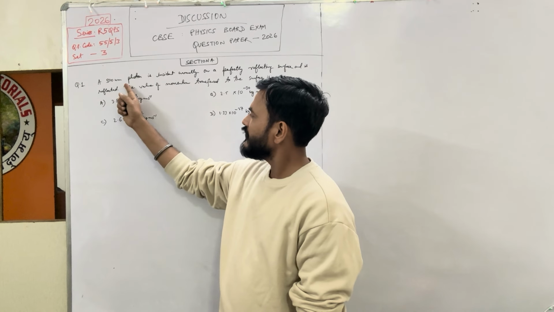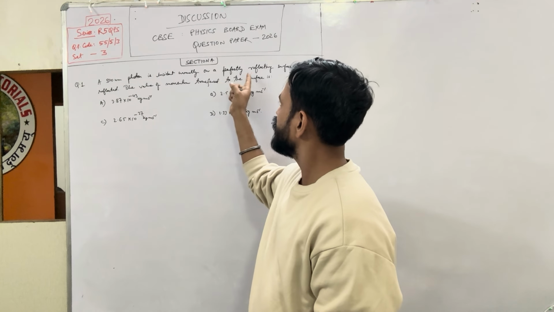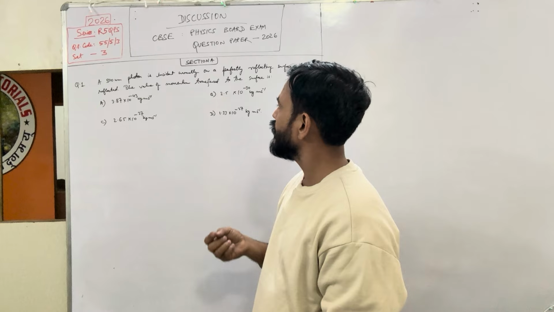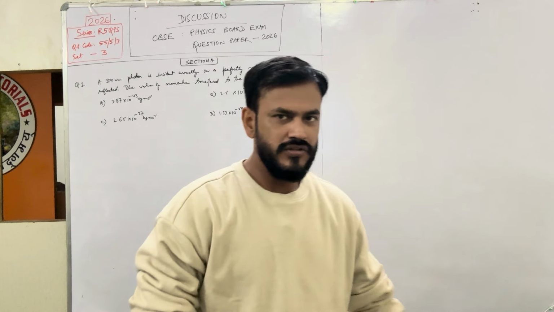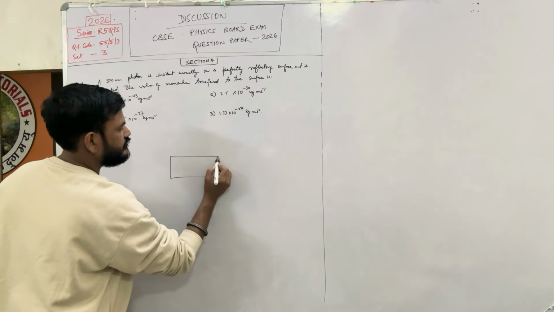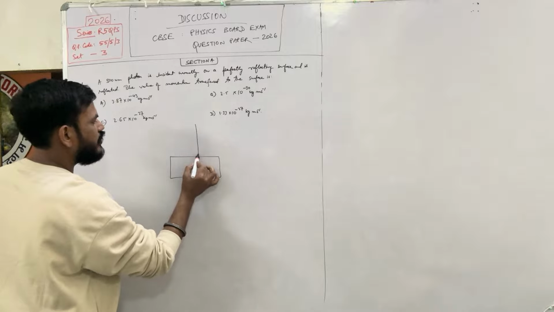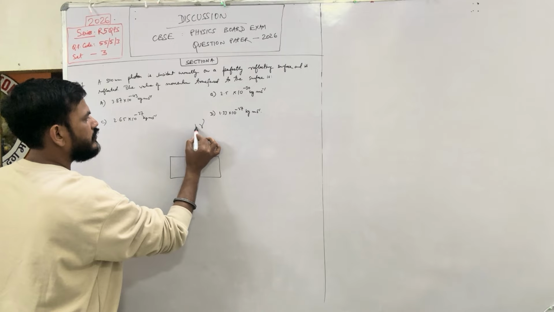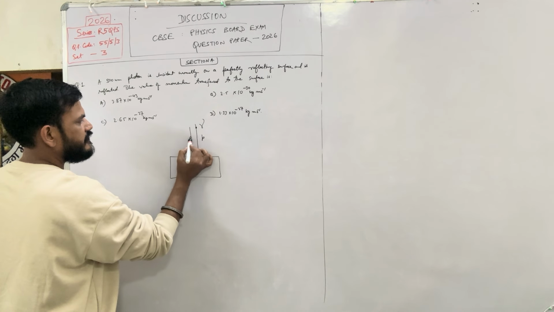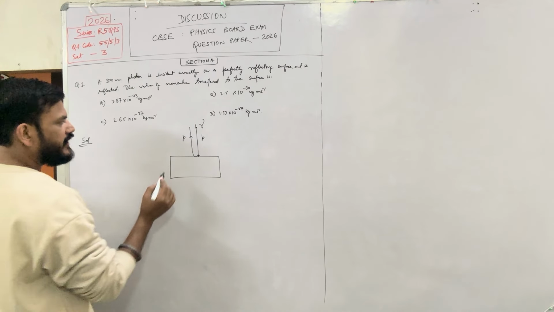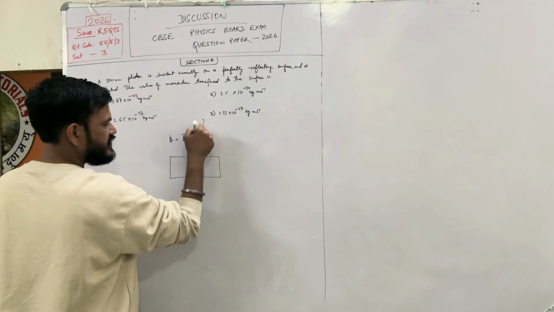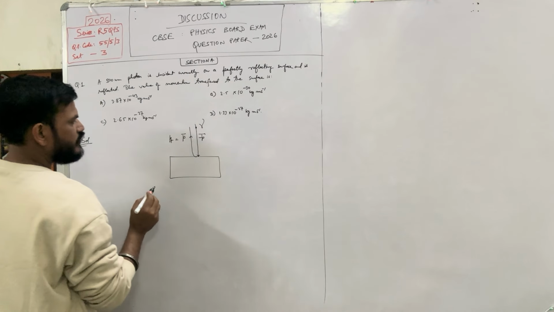A 500 nanometer photon is incident normally on a perfectly elastic reflecting surface and is reflected. Find the value of momentum transferred to the surface. So there is a metal surface on which a photon with momentum p falls, and it gets perfectly reflected. Let the final momentum be p, then the initial momentum is in the opposite direction, let it be minus p. So what is the change in momentum?